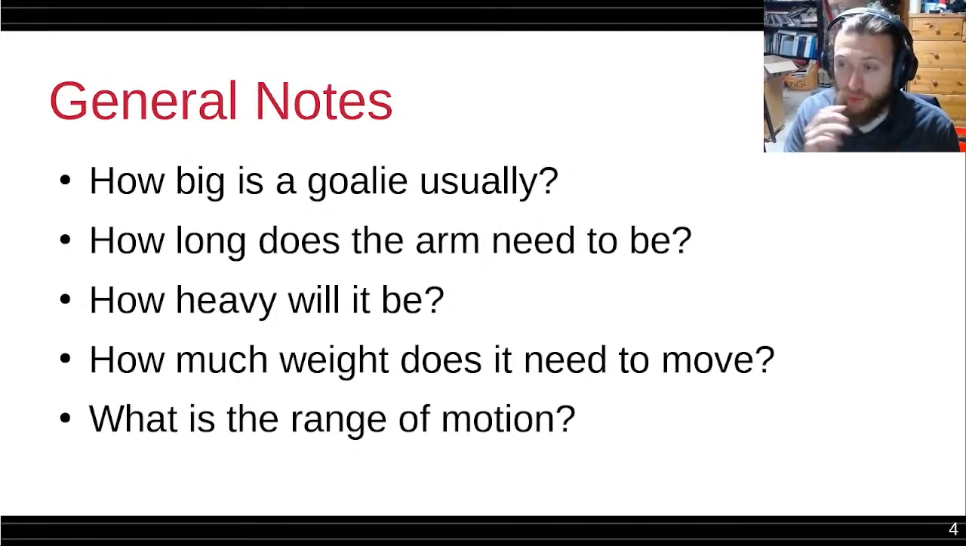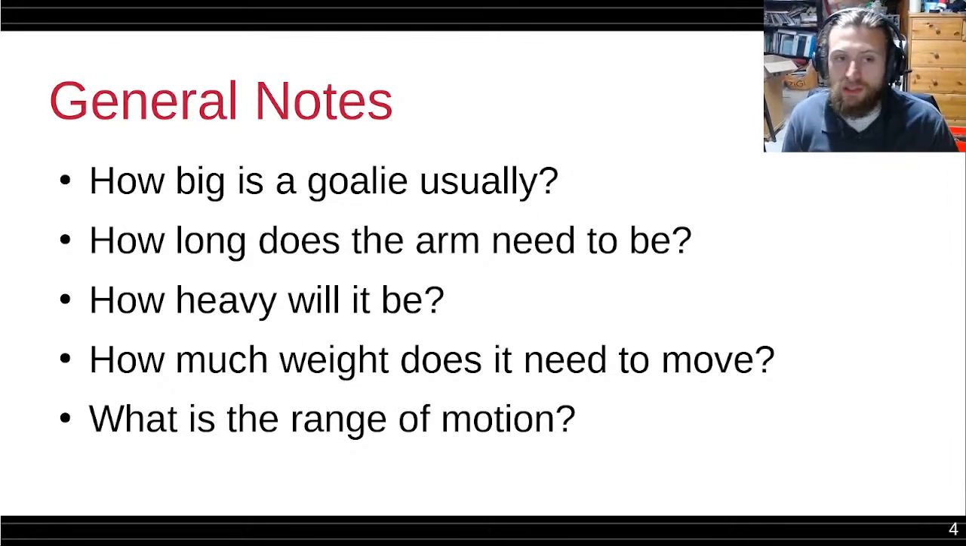We want to put the goalie in the equipment so that it looks like the real deal, because it's just cool. So the goalie equipment as a whole, their whole upper body's worth of equipment, is about 20 kilograms. So I estimated that one arm probably weighs about 5 kilograms.